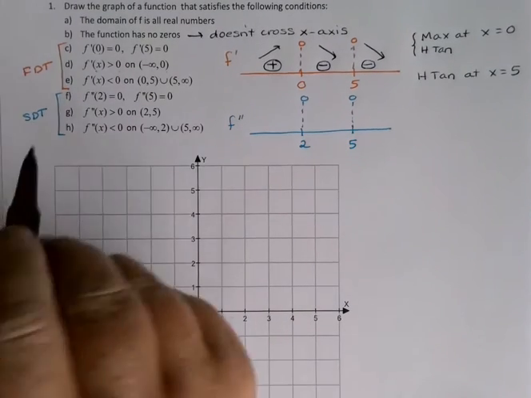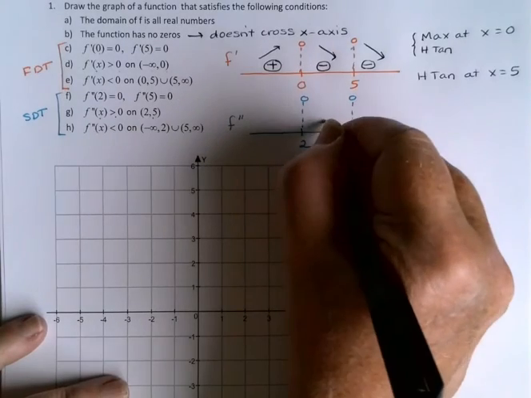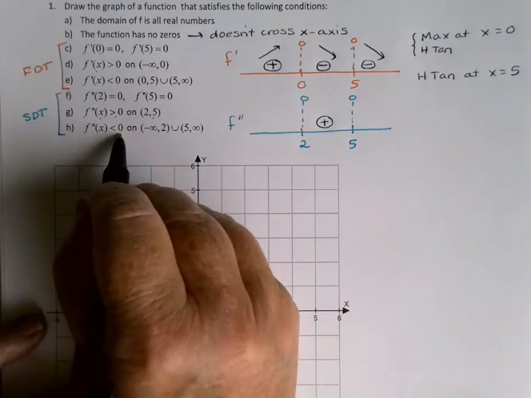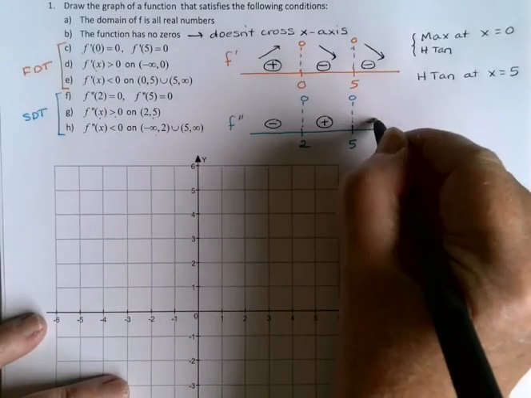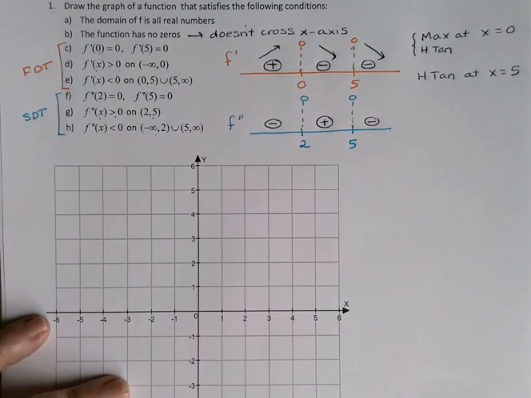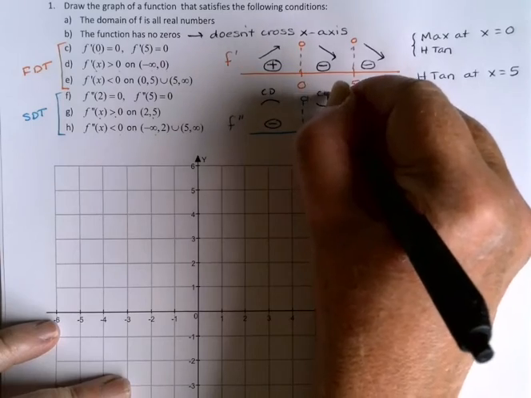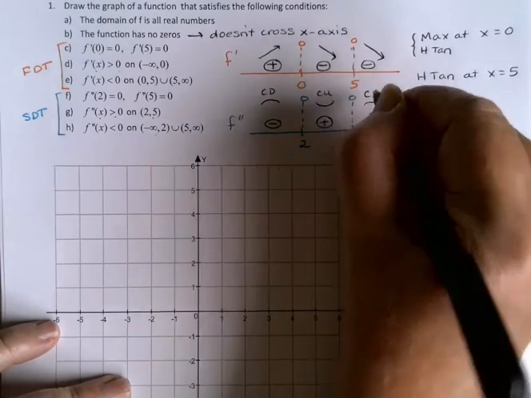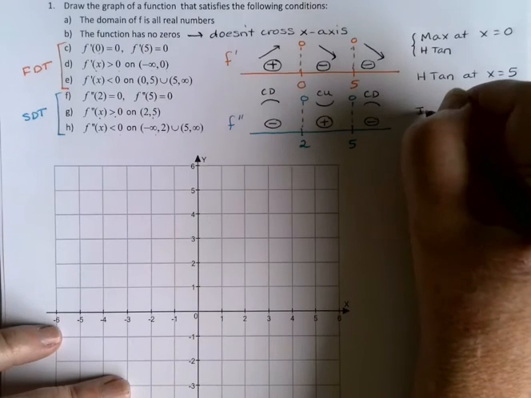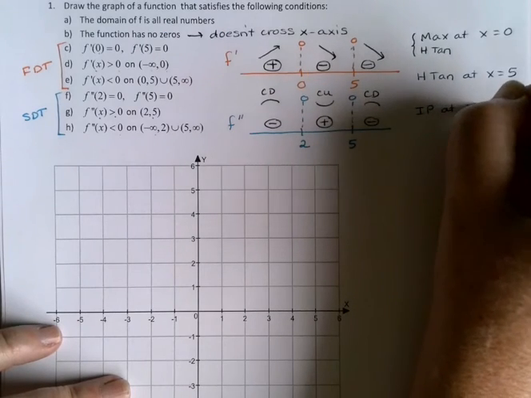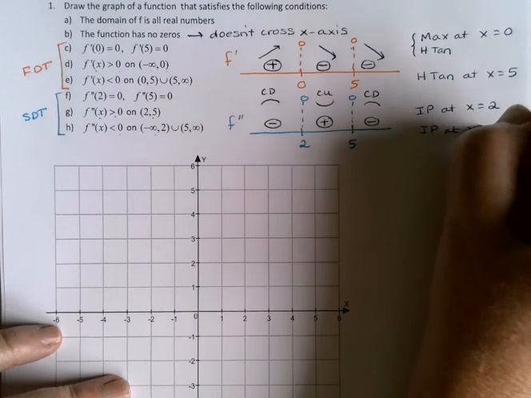All right. Second derivative is positive from 2 to 5. And it's negative from negative infinity to 2, and also from 5 to infinity. So I do have a change in concavity from down to up to concave down again, meaning those are both inflection points. An inflection point at x equals 2 and another inflection point at x equals 5.